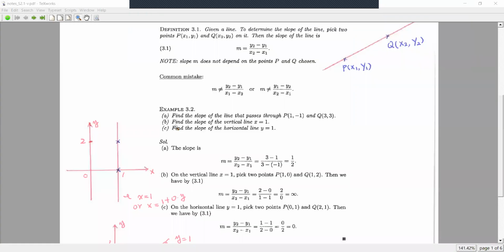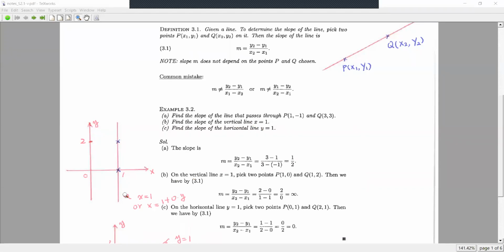Part B. Find the slope of the vertical line x equals 1. The graph of this equation is this vertical line. The graph is the set of all the points that satisfy the equation. All the points that satisfy this equation are the points on this vertical line. Now, I want to tell the slope of this line.